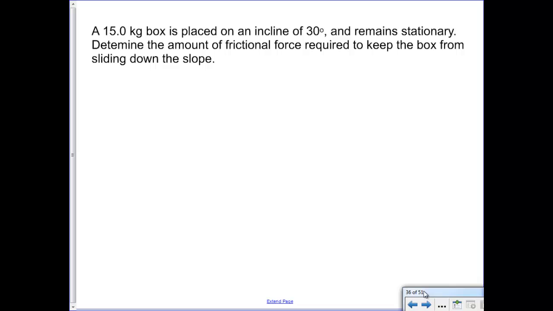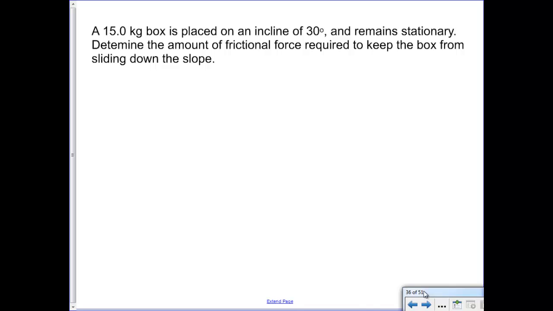Hey guys, this next couple of questions are all going to involve a similar twist that's pretty common. We're going to talk about things that are on an incline. I always think of a snowboarder heading down a hill. Here's a pretty basic example. We're going to put a box on an incline of 30 degrees, and the box is going to remain stationary. So you've got an incline, you put the box on the incline, and there's enough friction that it doesn't start sliding down at all.